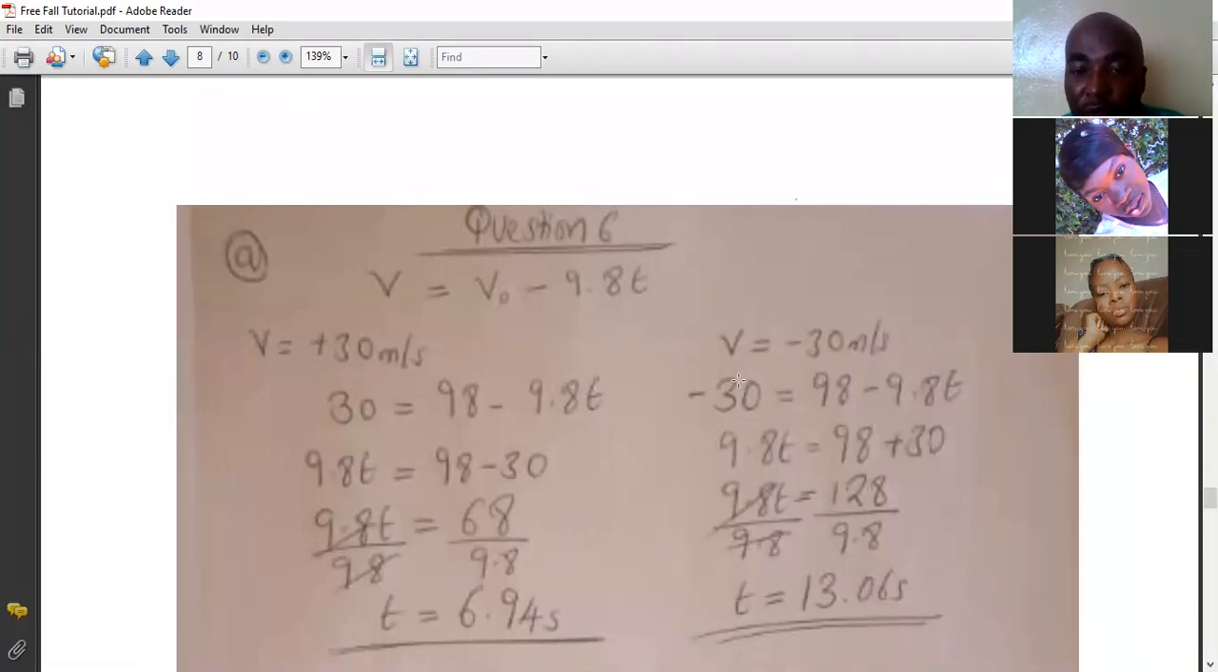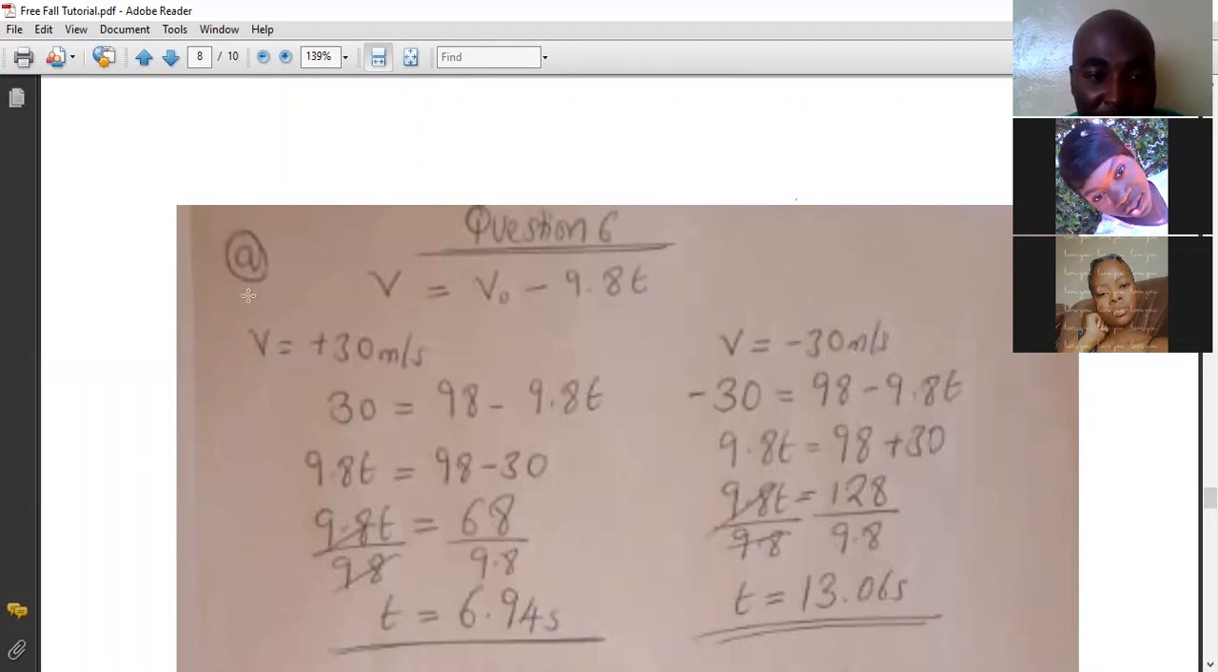Then negative 30 equals 98 minus 9.8 t. When this one goes this side, the 30 is positive, and you find t. So these are the 2 times.